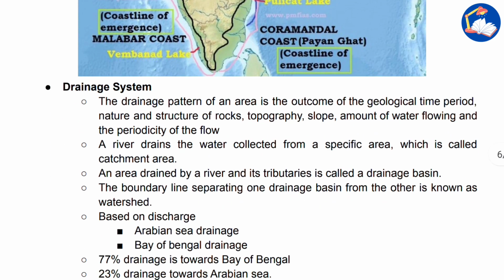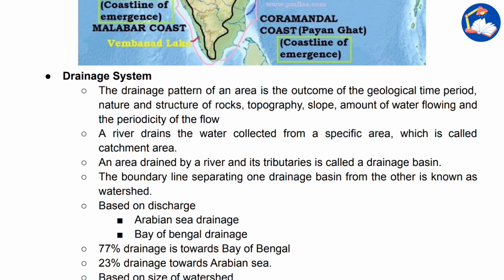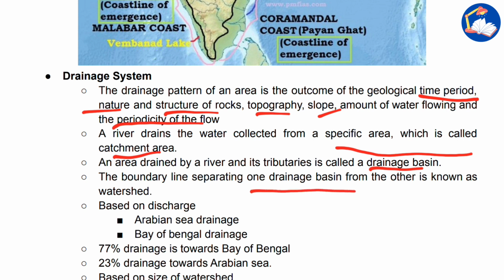Okay, going down to the drainage system, that is the river system of this country. The drainage pattern of an area is the outcome of the geological time period, nature, and structure of rocks, topography, slope, amount of water flowing, and the periodicity of the flow. A river drains the water collected from a specific area, which is called catchment area. An area drained by a river and its tributaries is called a drainage basin. The boundary line separating one drainage basin from the other is known as watershed.